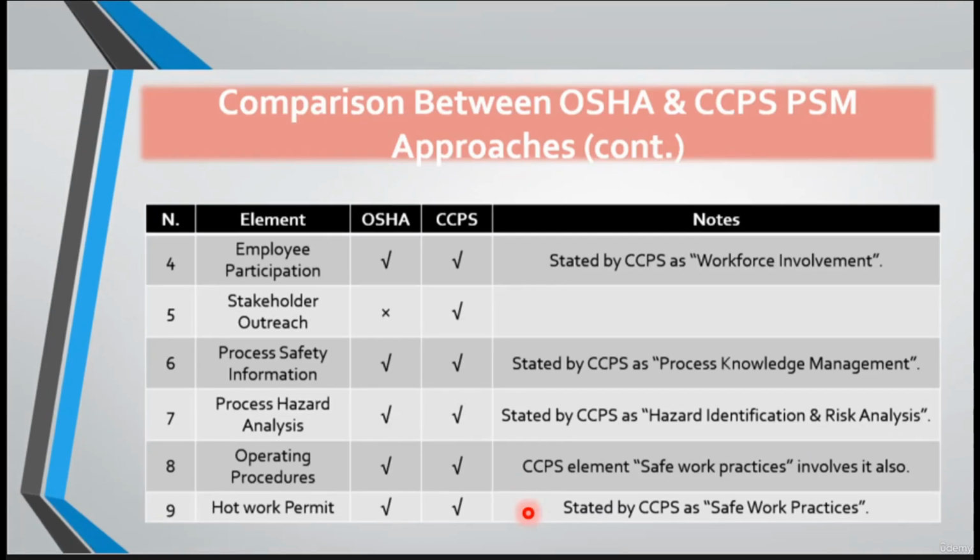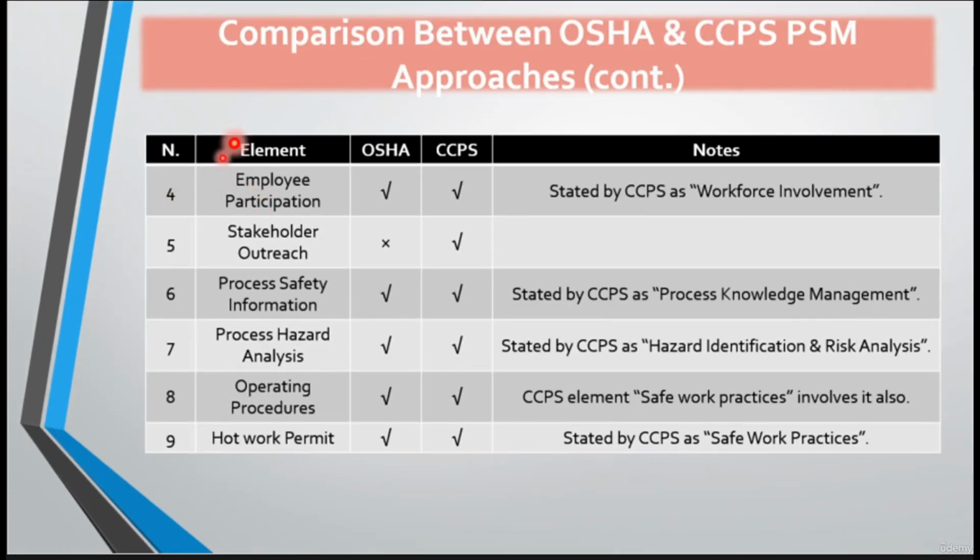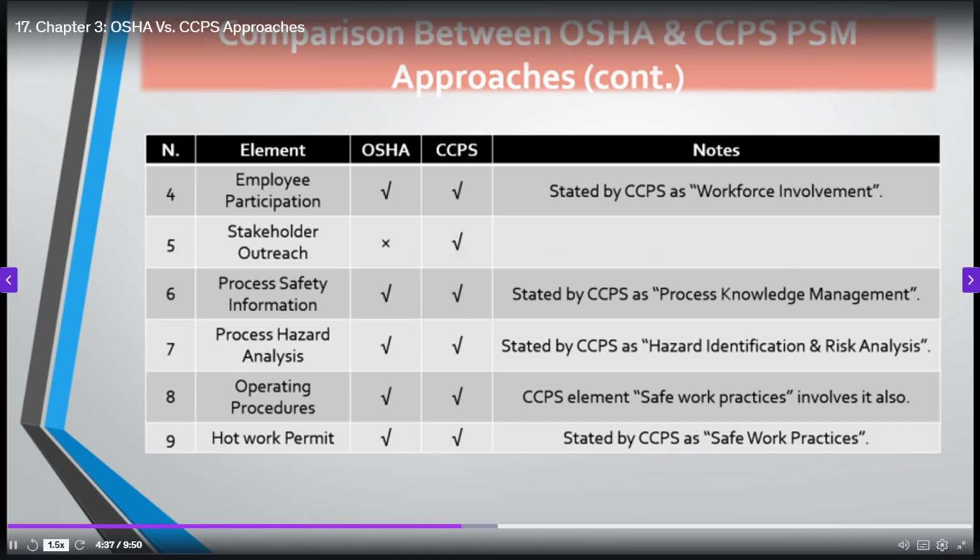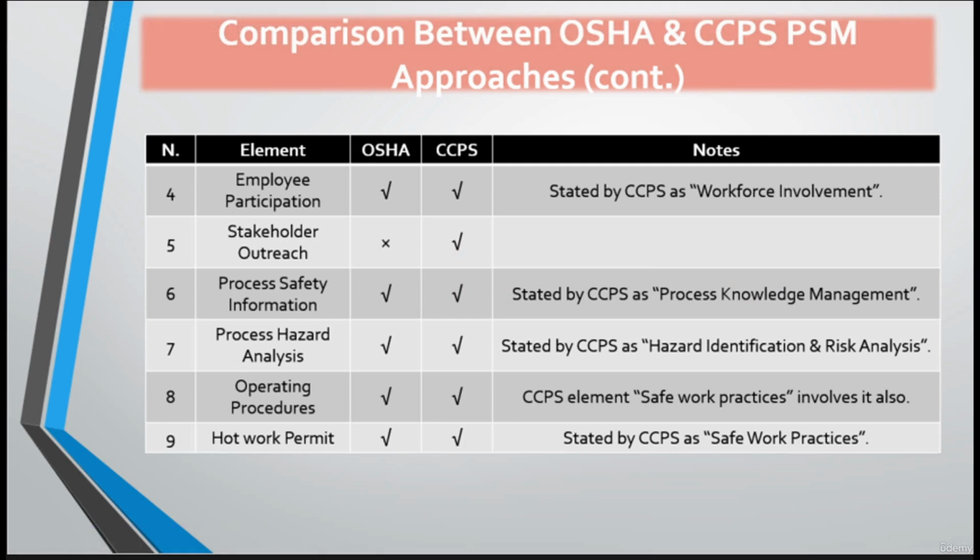Okay, moving on. Number 4, employee participation, the first element in USHA PSM system. Of course, it's adopted by USHA and also adopted by CCPS. But CCPS states this element as workforce involvement. Okay. Number 5 will be the stakeholder outreach. This element is not adopted by USHA but adopted by CCPS. And the stakeholder outreach means a process for seeking out individuals or organizations that can be or believe they can be affected by company operations and engaging them in a dialogue about process safety.